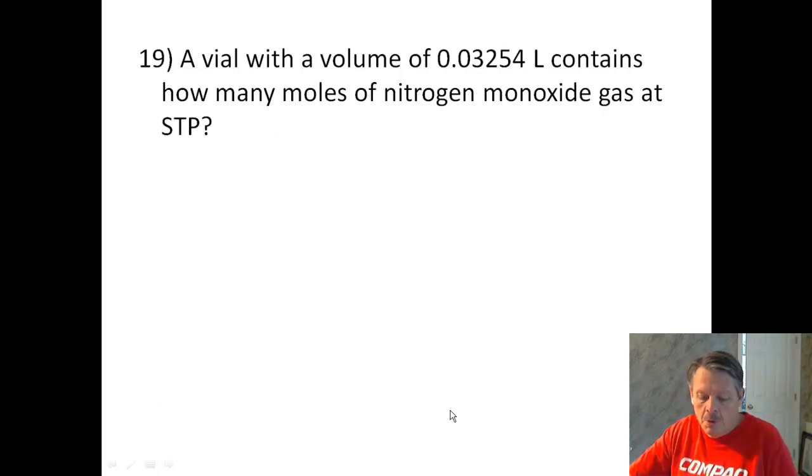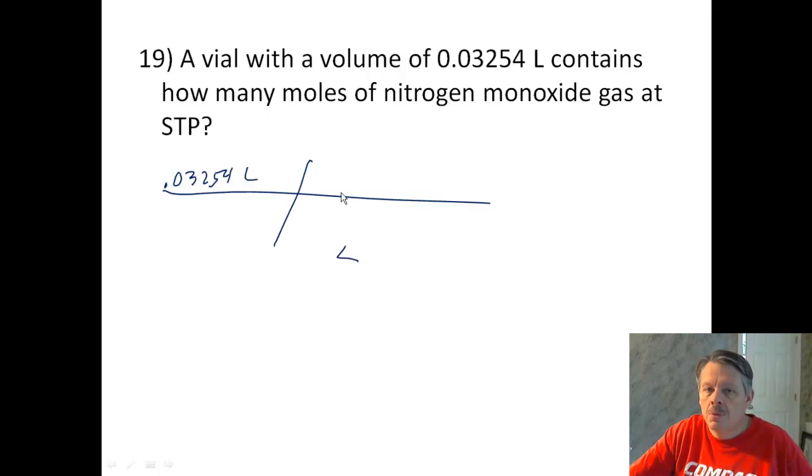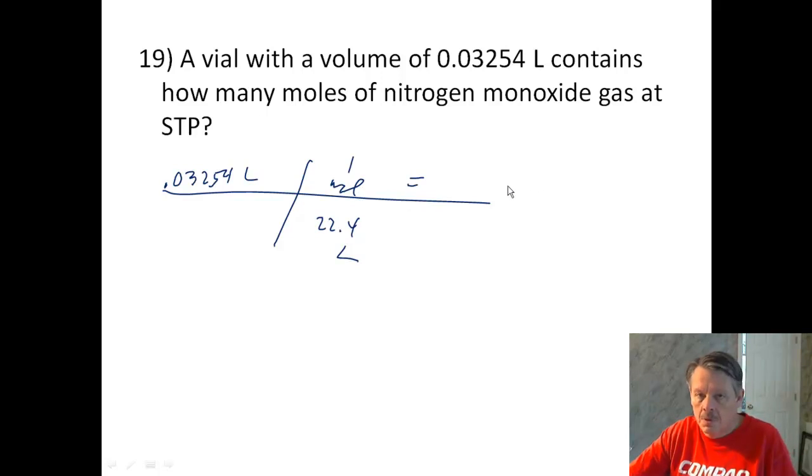Alright, 3 more problems. A vial contains this many liters, and we're going from liters to moles. Piece of cake, 0.03254 liters. And I want to get rid of liters, so I put liters on the bottom, go to moles on top. Liters is 22.4, moles is 1. So my answer is going to be 0.0. That doesn't look right. I think there's another 0 in there. 0.001453 moles. Yeah, I'm thinking that's right. I might be off by a factor of 10.